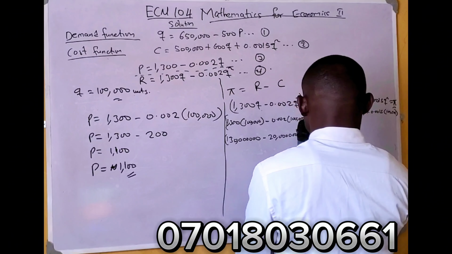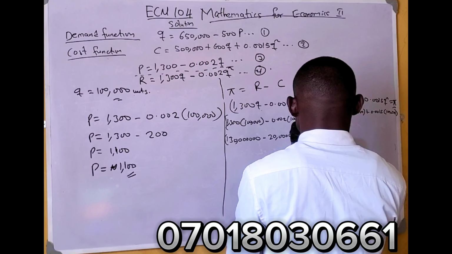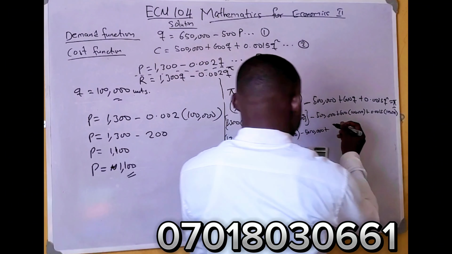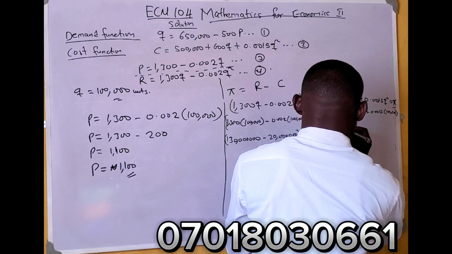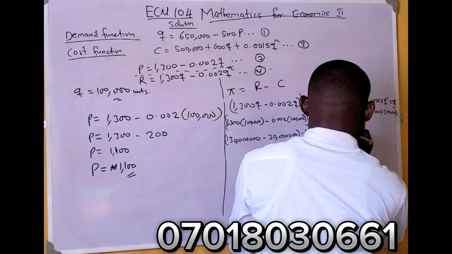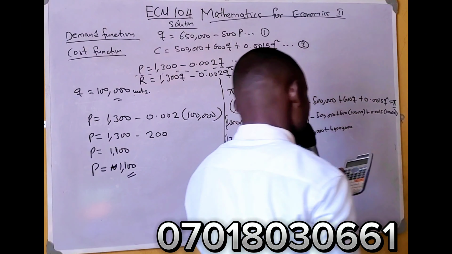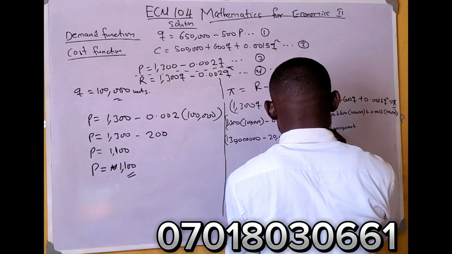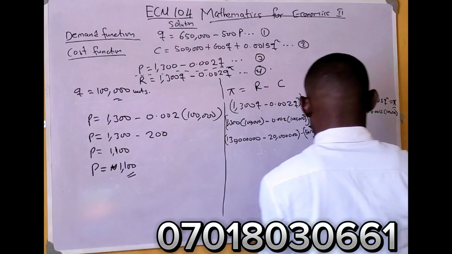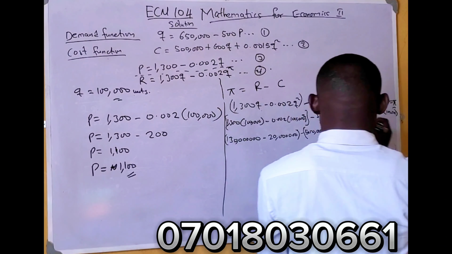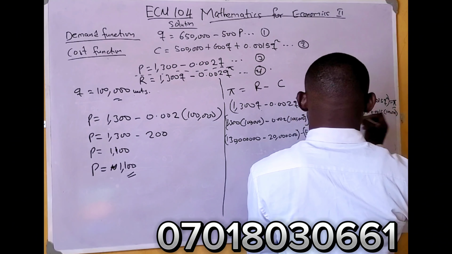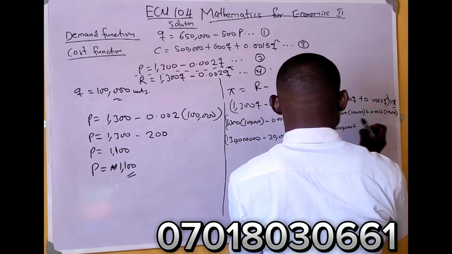Now minus 500,000 plus 600 times 100,000. That will be 60 million, because everything here is in minus. Don't forget. Everything here is in minus. Don't ever forget this bracket.